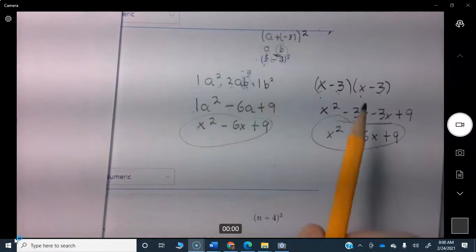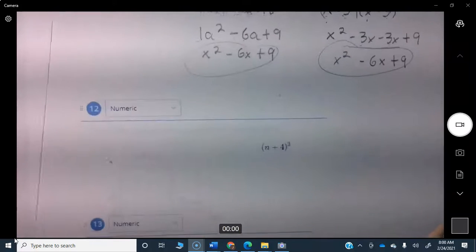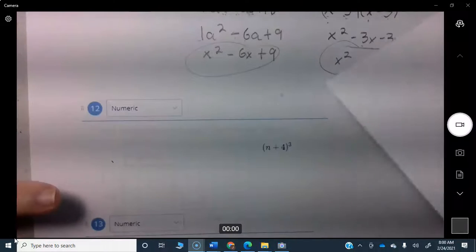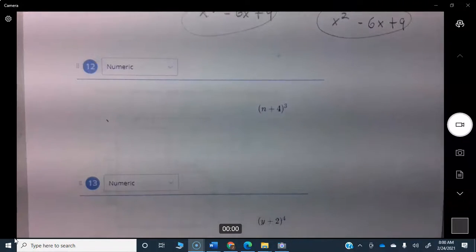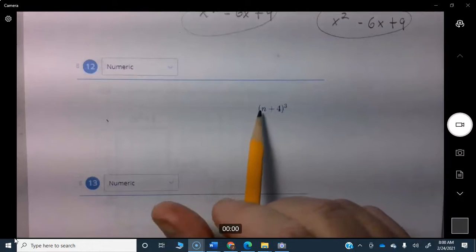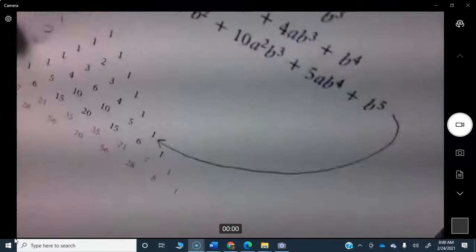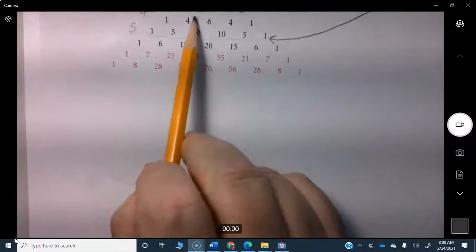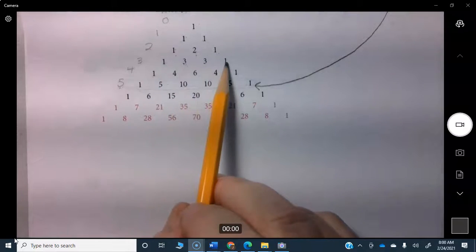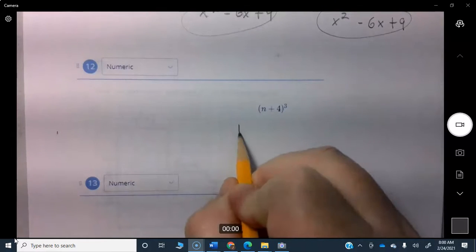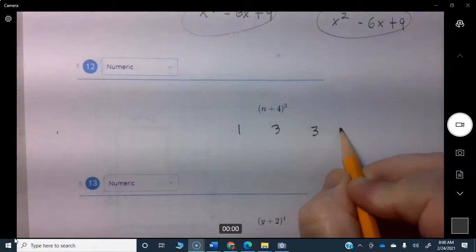For this one, it would be easier just to FOIL it. But with the longer ones, the next one, for example, it's easier to use the triangle. So I'm going to show it to you, but eventually you can do these by memory. So I have an n, and this is going to be n plus 4 to the 3rd power. Okay? So if I come to Pascal's triangle, I go to the row that has the 3 in the 2nd position. That's the 3 row. 1, 3, 3, 1. Okay? So I'm going to come down here and write 1, 3, 3, 1.